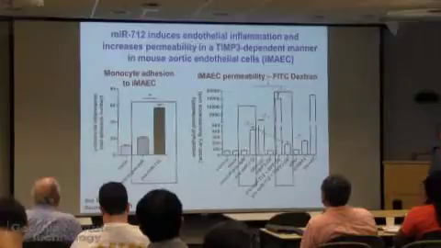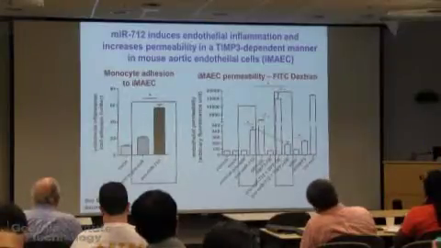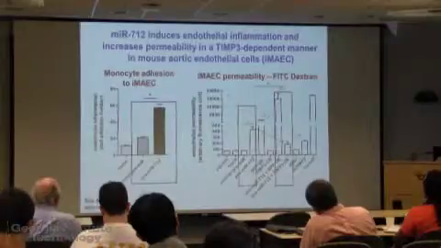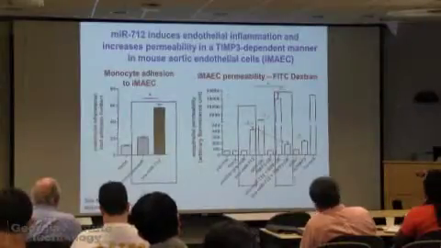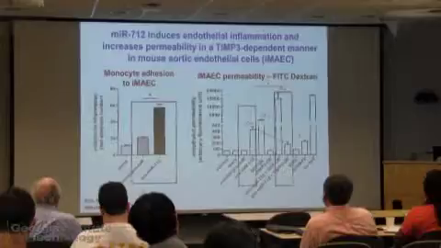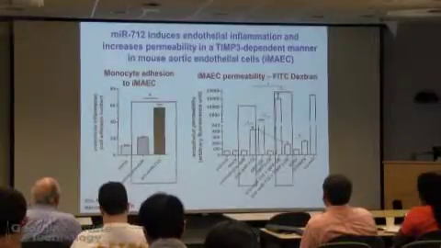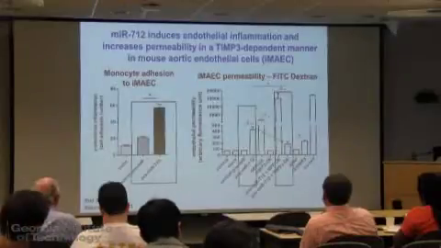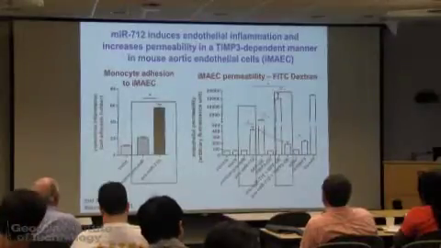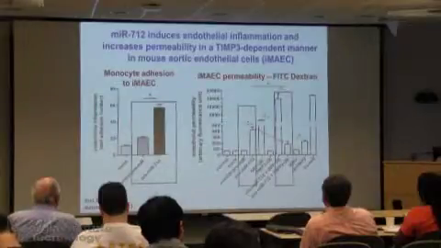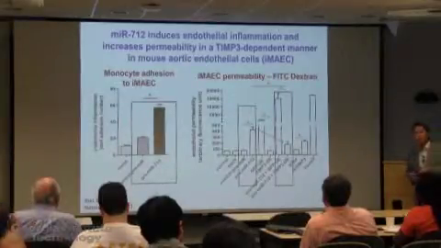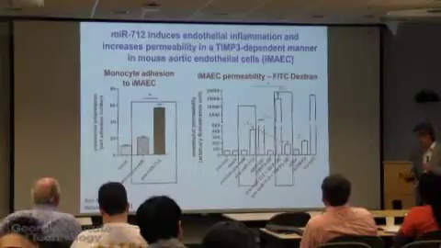Another thing that happens is that the permeability goes up. So if we treat endothelial cells with miR-712, permeability to albumin goes up. And this is mediated by TIMP3, because if we overexpress TIMP3, we can actually bring back the increased permeability. So TIMP3 plays an important role in this miR-712 pathway.